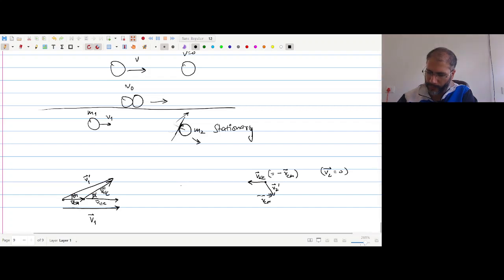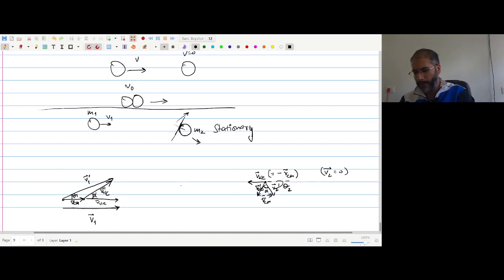since this is our vcm, we get our v2 prime with respect to c as this vector. So again we see a deflection of alpha, and theta is this angle. So this is the velocity triangle for the second mass, that is m2.